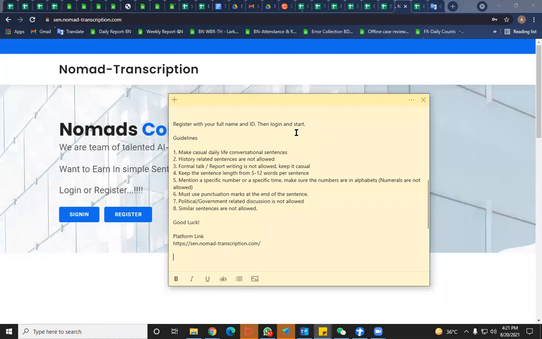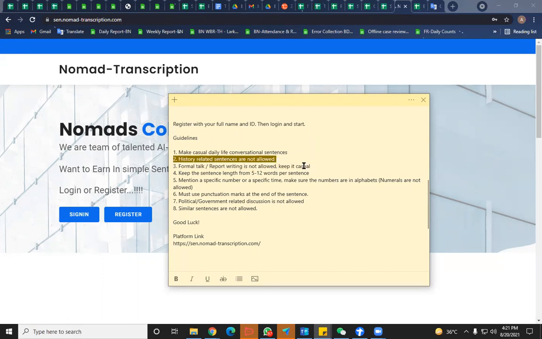Okay, so coming to the guidelines of the project, number one is we have to make casual and daily life conversational sentences. It must feel like you are talking to someone. These should not sound like instructions or something like that. Conversational sentences means like you are telling your friend that, okay, I reached the office late today, so from tomorrow I will reach early or something like that. Or maybe you can say that I like to drive on the motorway other than on the highway or whatever, just like daily life casual sentences.